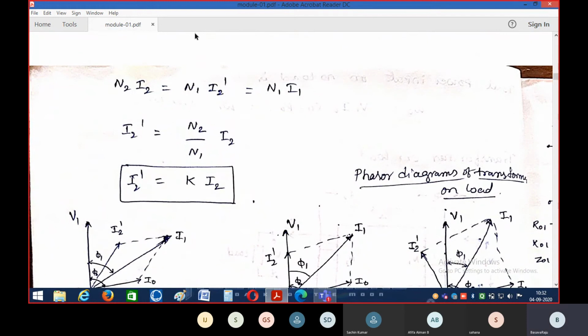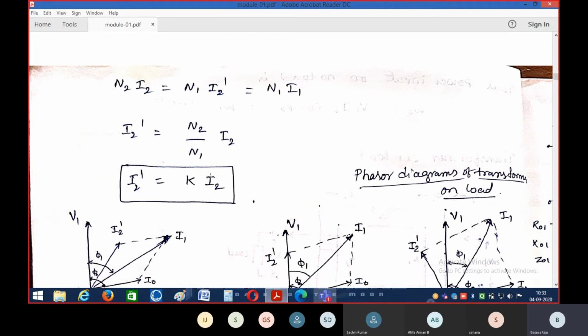So now from the above circuit diagram, we can write N2 into I2 is equal to N1 into I2 dash. What is I2 dash here? I2 dash is nothing but the secondary current represented in terms of primary. So N1 into I2 dash is equal to N2 into I2. Therefore, we can write I2 dash is equal to N2 divided by N1 into I2.